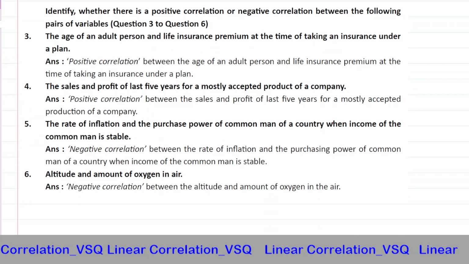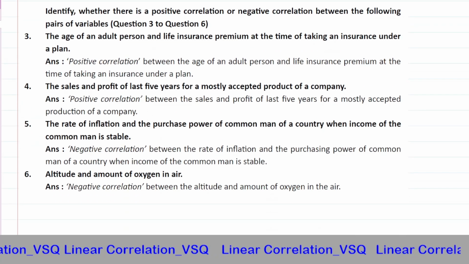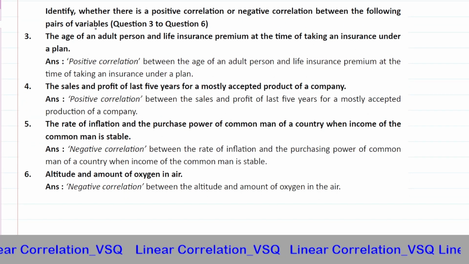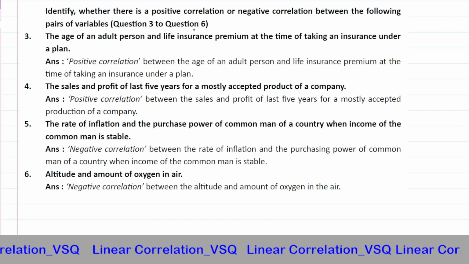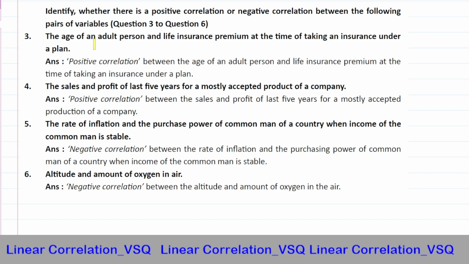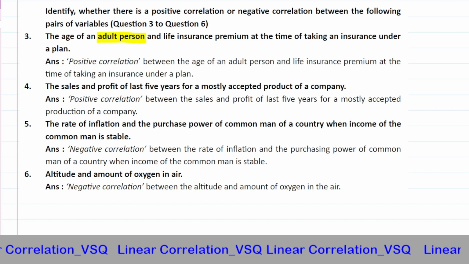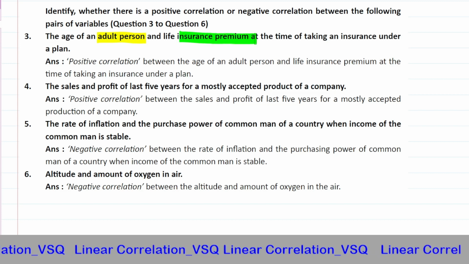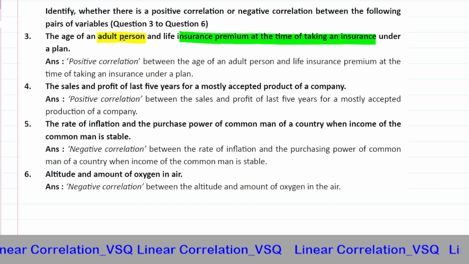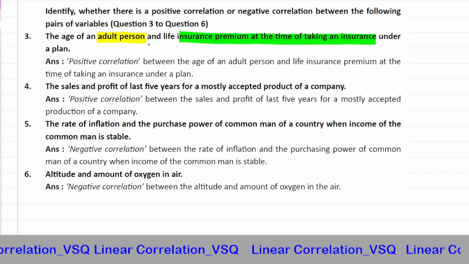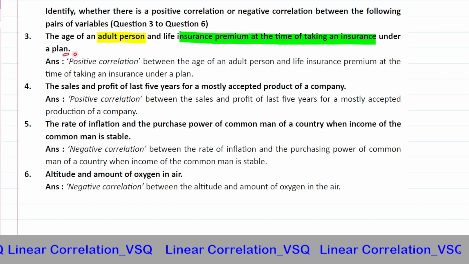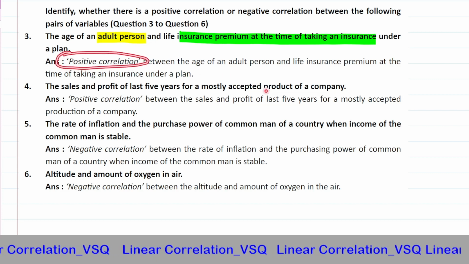Question number 3. Identify whether there is positive correlation or negative correlation between the following pairs of variables, questions 3 to 6. Question 3: the age of an adult person and the life insurance premium at the time of taking insurance under the plan. We know that if the age of a person increases, then the premium also increases. When both variables increase simultaneously, there is a positive correlation between these two variables.